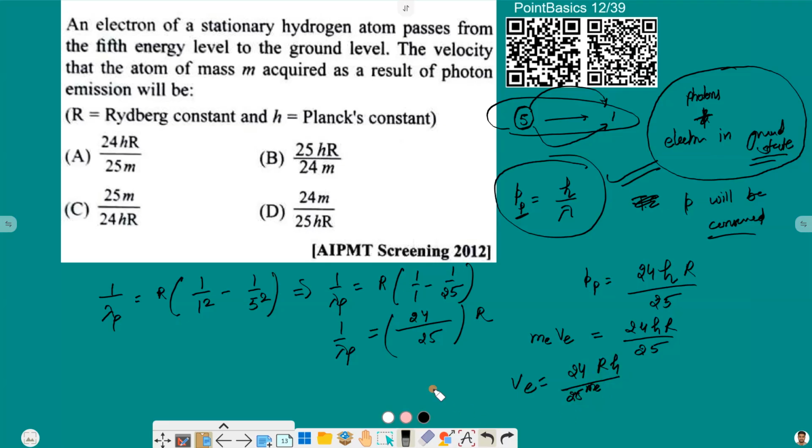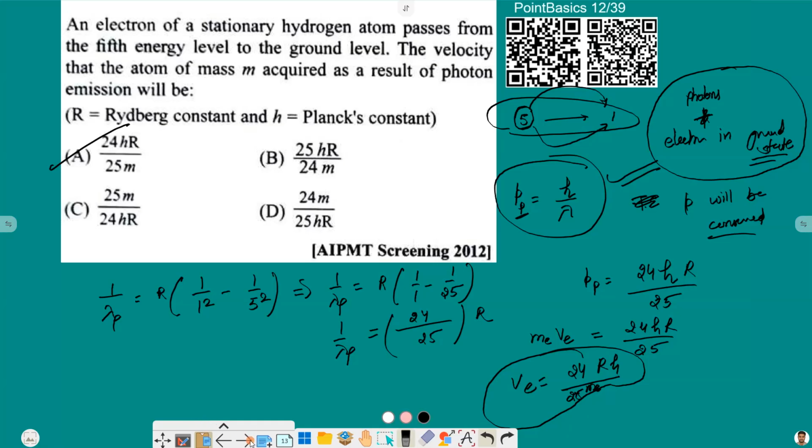And here we have assumed that initially the electron was at rest in the fifth state. Using that assumption, we have solved this. So that will be 24 hR by 25 mE. That is option A for us.